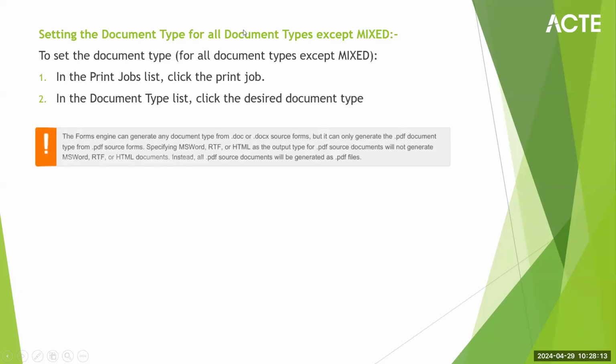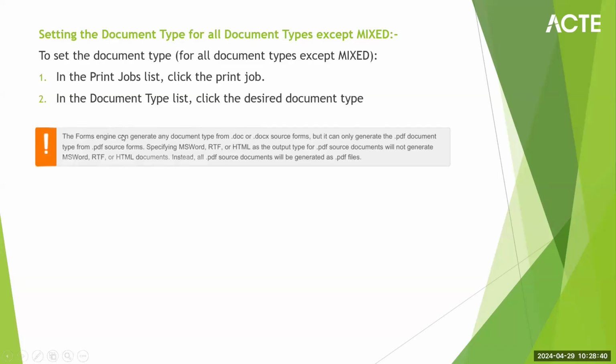Setting the document type for all document types except mixed. To set a document type for all the documents except mixed mode, in the print job list, click on the particular print job you want. In document type, click on the desired document type. If you want that particular print job to be only PDF, then you need to click PDF in the document type.